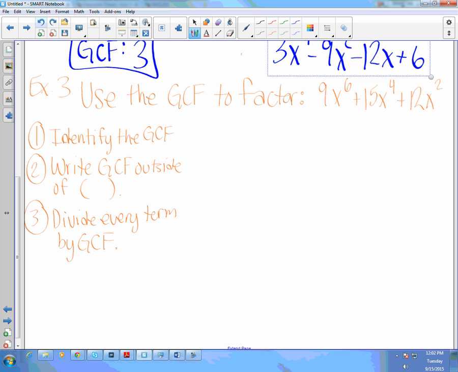Okay, you guys agree upon, please, what the GCF is for 9x to the 6th plus 15x to the 4th plus 12x squared? Do you think you will have to stand up and point to it on your paper so I can see it from across the room?